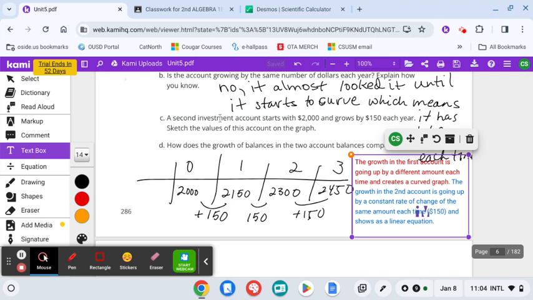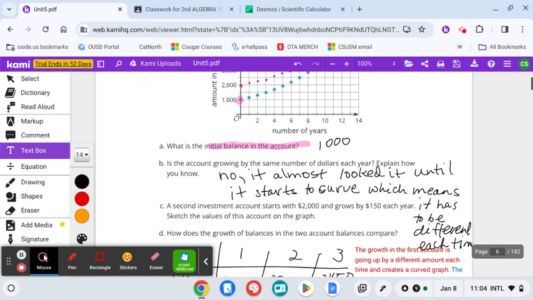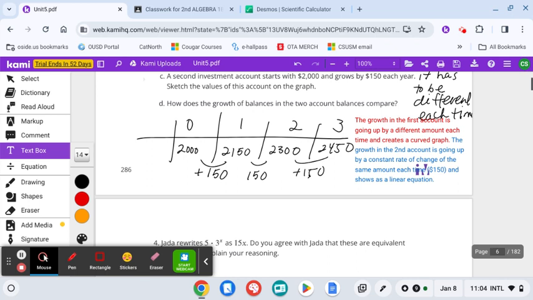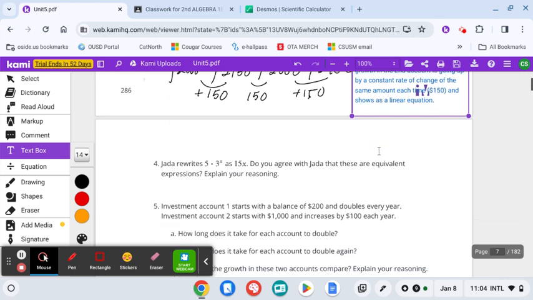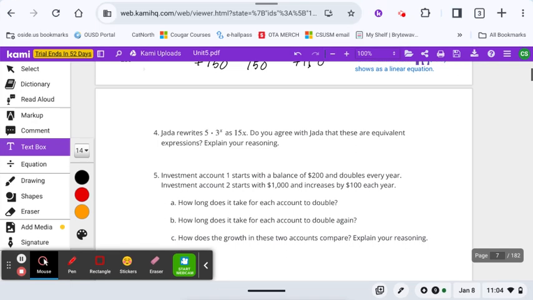Okay, so part C was us adding the graph of that straight line, do your best to make it look straight. And then part D is typing about the change that you're noticing of the growth. All right, Jada rewrites 5 times 3 to the x is 15x. Do you agree that these are equivalent expressions? Explain your reasoning. Well, this is a common error that we see as teachers where we take the 5 and the 3 and multiply them, but be careful.